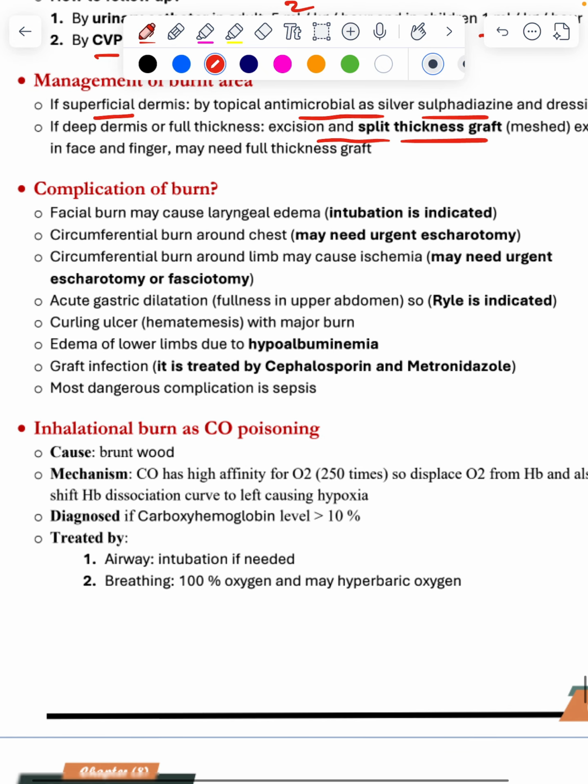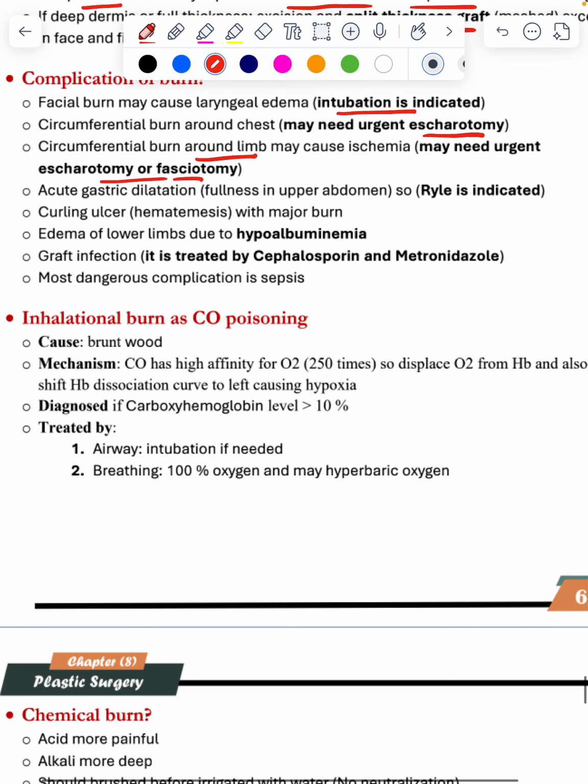Complication of burn. Facial burn may lead to laryngeal edema. Intubation is indicated in facial burn. Circumferential chest burn: escharotomy is indicated. Around the limb may cause ischemia, urgent escharotomy. Around the limb, escharotomy and fasciotomy. Acute gastric, this is the question. Escharotomy is the question.